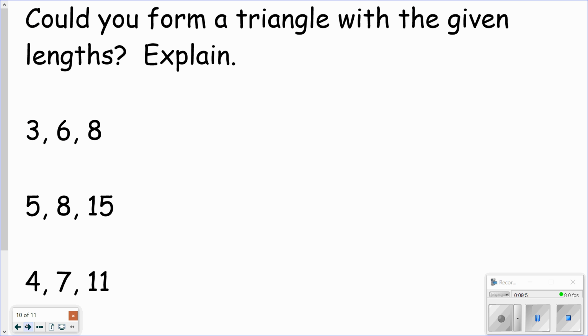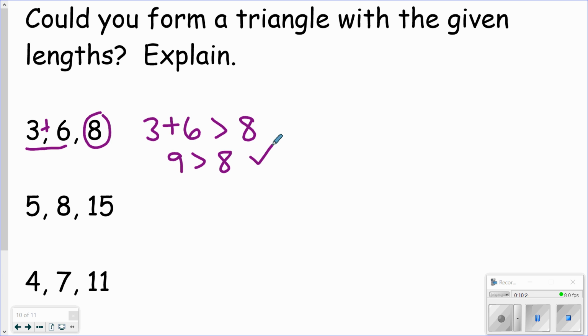So that might have been a little confusing, so let's put some examples together. Could you form a triangle with the given lengths? All right, so first we have 3, 6, and 8. Which side length is the largest? Well, that's obviously 8. So I'm going to take the two smaller numbers and add them up. Well, what is 3 plus 6? Is that greater than 8? It is, because 3 plus 6 is 9. 9 is greater than 8, so this would form a triangle.